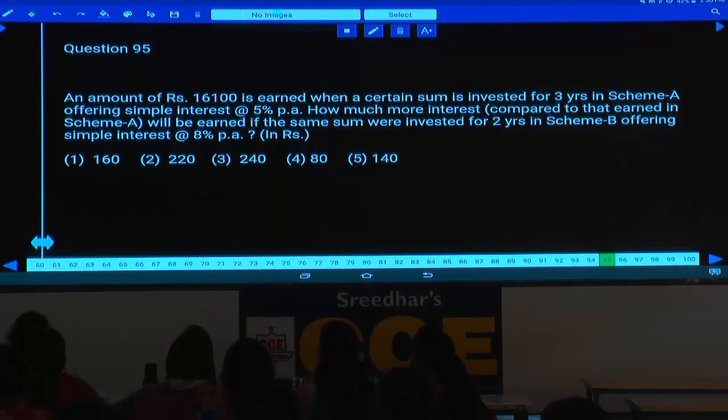How much more interest will be earned if the same sum were invested for 2 years in scheme B, offering simple interest at 8% per annum? Just a minute. Now, interest earned in scheme A and in scheme B, you are asked about difference only, that is 1%. So you need to calculate 1%. If you know total value, that is 100% principal, then you can calculate 1%.